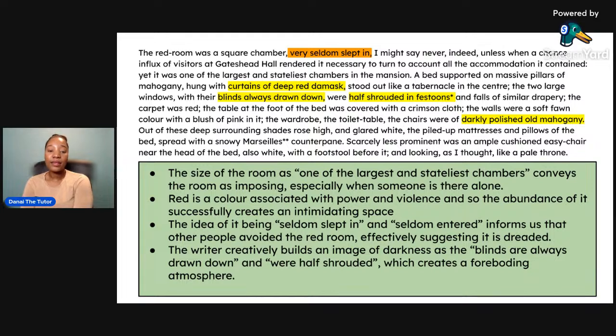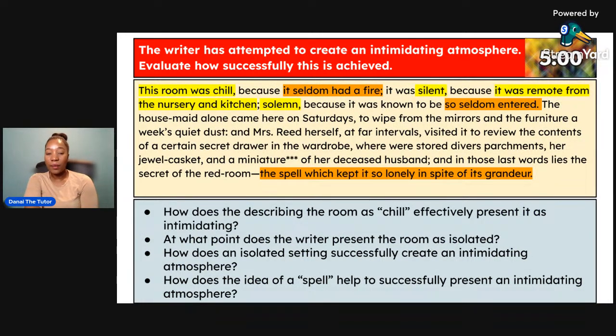And then lastly, the writer creatively builds an image of darkness as the blinds are always drawn down and were half shrouded, which creates a foreboding atmosphere. So pay attention to, for example, the ends of my sentences there, because I'm thinking about what it does. Foreboding means the feeling or idea that something bad is going to happen. So the fact that the room is dark can create that atmosphere of darkness and maybe the feeling that something bad could happen. Okay, so got another set of questions and we'll have 5 minutes for this as well.